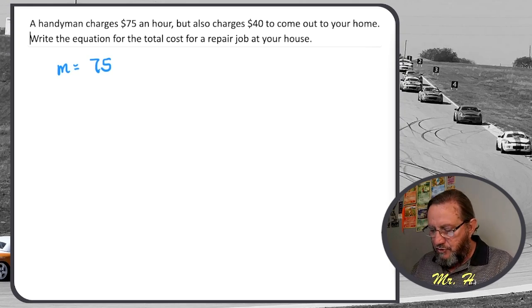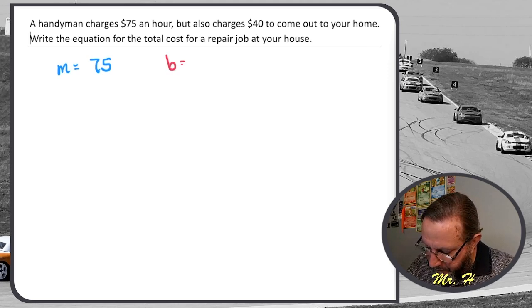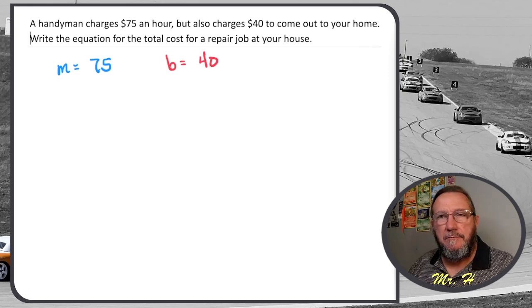There is also a charge of $40 just to come out to your house. That is a flat fee. That is a flat rate. It's a beginning rate. It doesn't start at 0. It starts at $40. Consequently, that is our y-intercept. That's going to be the b value. Hopefully you picked that out of the problem.